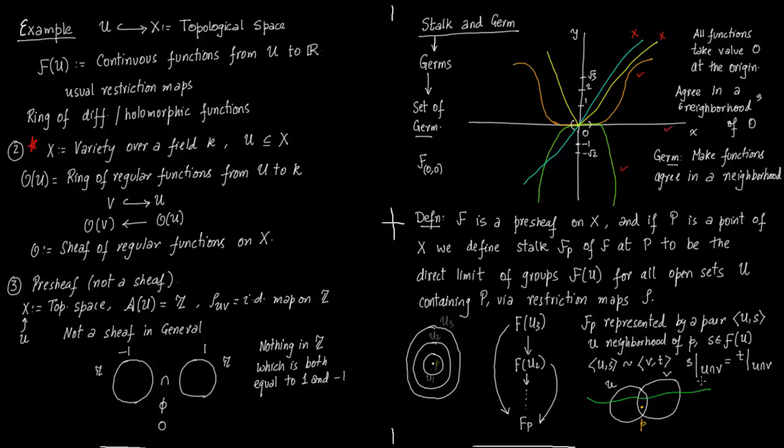So let us first draw one function. Then we draw another function. So we have two functions, say s and t, and both agree on the neighborhood of P. Therefore they define the same section. But there are a large number of sections.